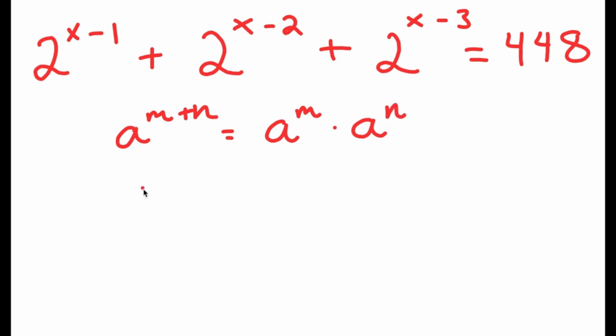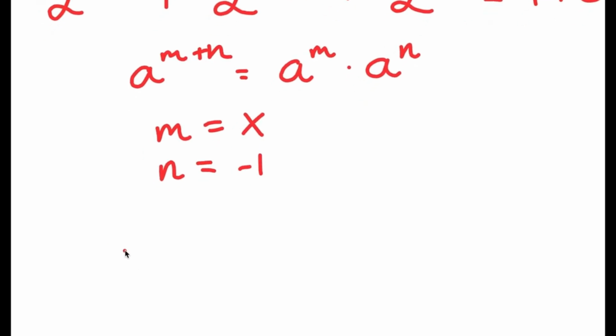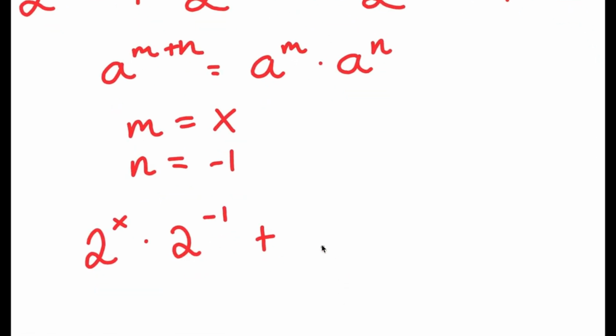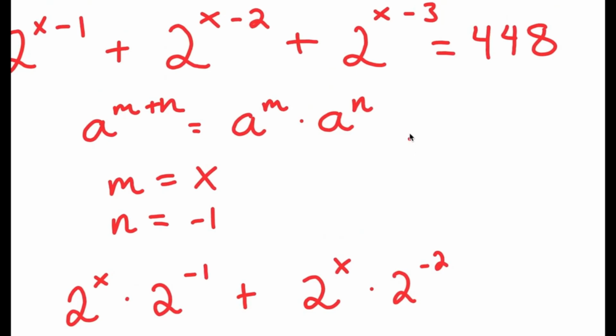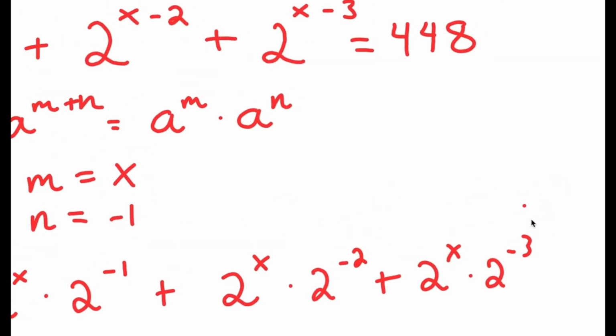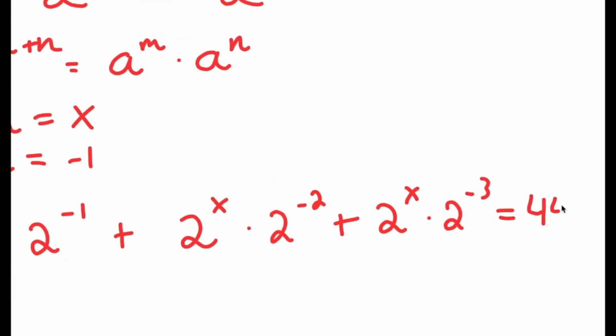So in this case, I have m here, this is equal to x, and n is equal to negative 1 for 2 to the power of x minus 1. So that's going to turn into 2 to the power of x times 2 to the power of negative 1. Now I have this plus 2 to the power of x minus 2. That's going to equal 2 to the power of x times 2 to the power of negative 2. And 2 to the power of x minus 3, that's going to equal 2 to the power of x times 2 to the power of negative 3. Now I have this is equal to 448.